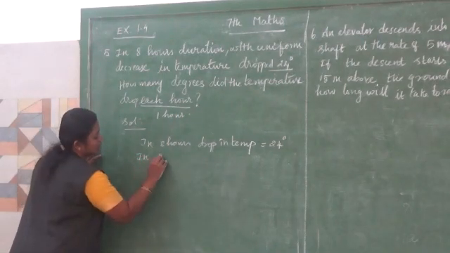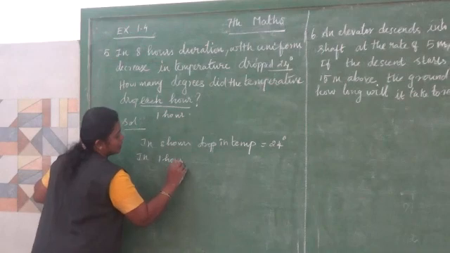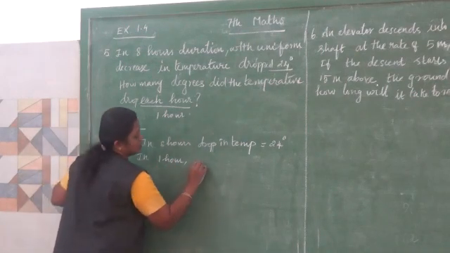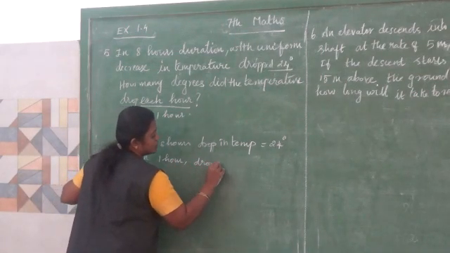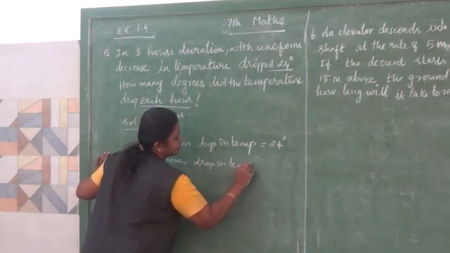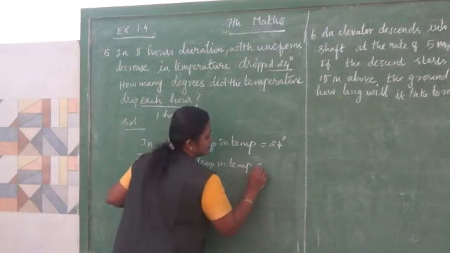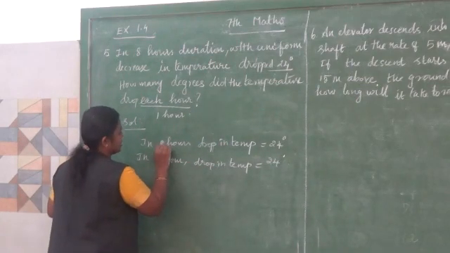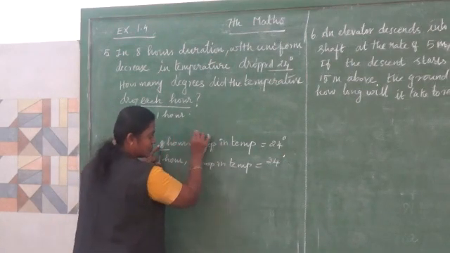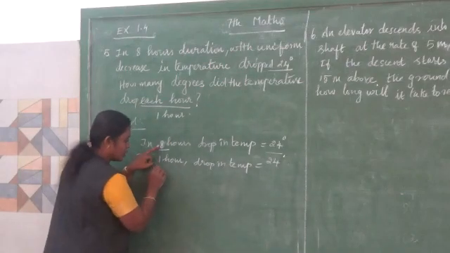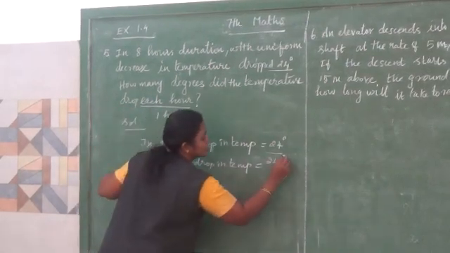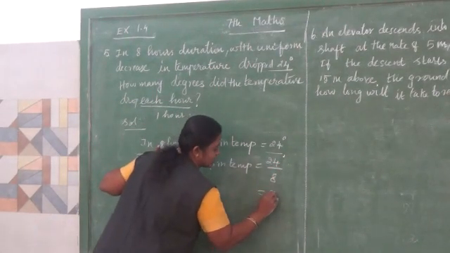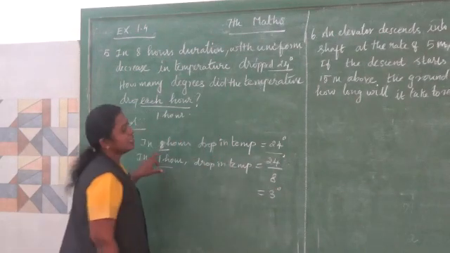So in 1 hour, the drop in temperature equals 24 degree divided by 8, because the 8 hour drop in temperature is 24 degree. For 1 hour we should divide. So 24 degree by 8, the answer is 3 degree.